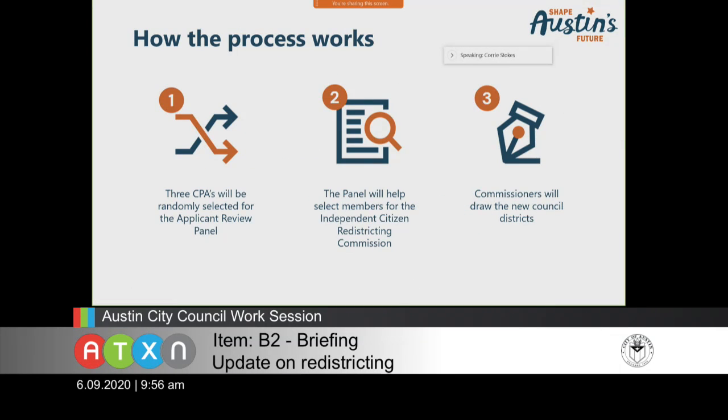So how the process works, as I mentioned, there's a panel, the 3 CPAs with audit experience, who do the initial work. They take however many applicants we have, and they narrow it down to the 60 most qualified applicants using various criteria. From those 60, my office randomly selects 8, and those are the first members of the Independent Citizen Redistricting Commission. Those 8 then select the remaining 6 members to create a diverse 14-member commission, and then the commissioners start their work reviewing census data and drawing council districts. Next slide, please.